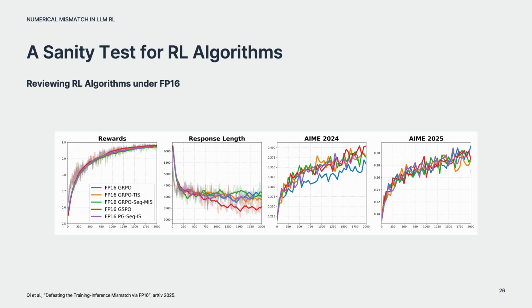The next figure reports results where all methods are run with FP16 precision. Under this setting, all methods achieve very similar performance regardless of specific algorithm, highlighting that numerical precision plays a more critical role than the choice of algorithm in this setting.